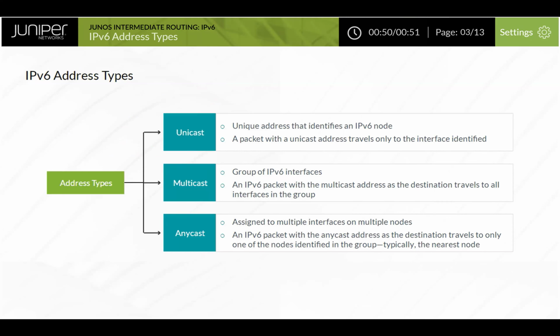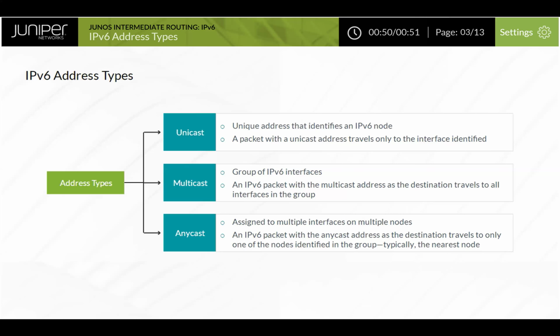Number one, address types. There are basically three types of address in IPv6. Number one is unicast, second is multicast, and lastly anycast. Unicast means you send one packet from one single source to another single destination. That is called unicast. Unicast is also available in IPv4.